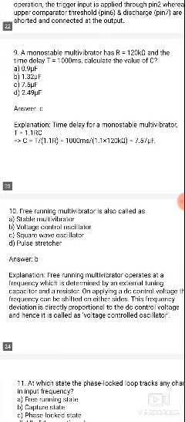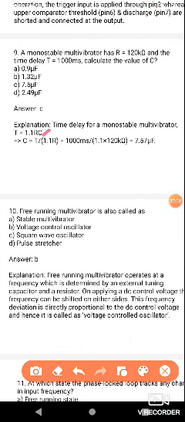T is the total time period. In C equals T by 1.1 RC, the R and C in the denominator move so that C equals T by 1.1 into R. T is 1000 milliseconds, divided by 1.1 into R, which is 120 kilo ohms. So the C value is 7.57 microfarads.